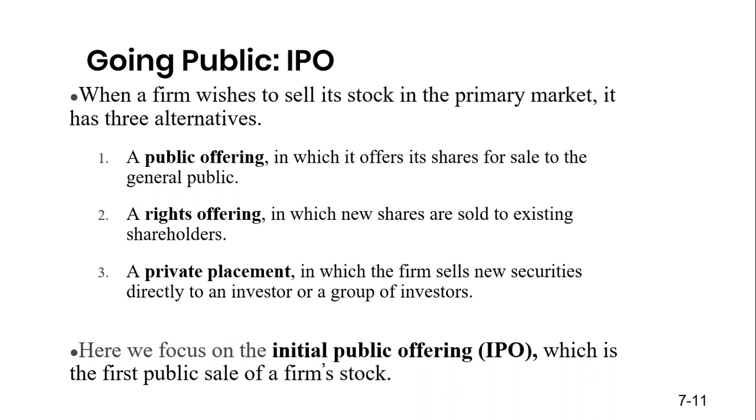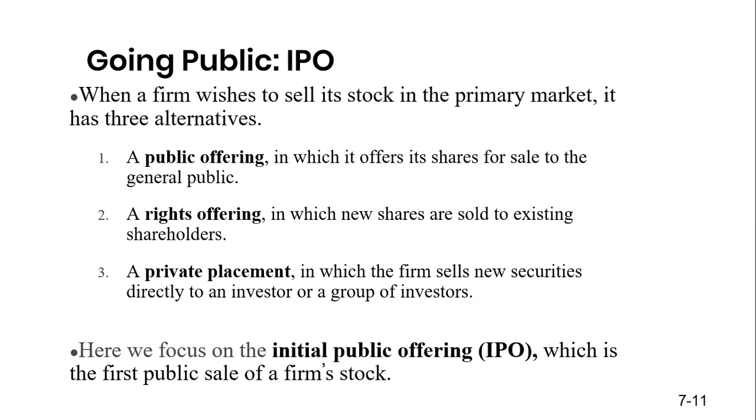When a firm wishes to sell its stock in a primary market, it has three alternatives. Either a public offering, which offers its shares for sale to the general people, or a rights offering, where new shares are sold to existing shareholders, specific people, or a private placement, in which the firm sells its new security directly to an investor. So if I am company X and I want to give it to investor company Y, this is what we call a private placement. So we have three types: public offering for the public, with no specific person, rights offering, or private placement.